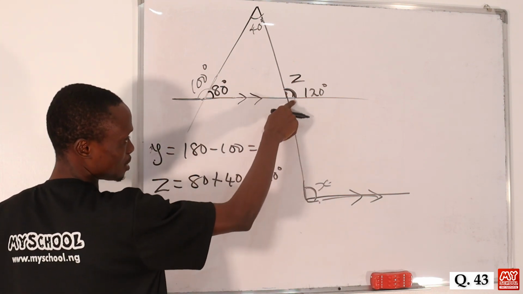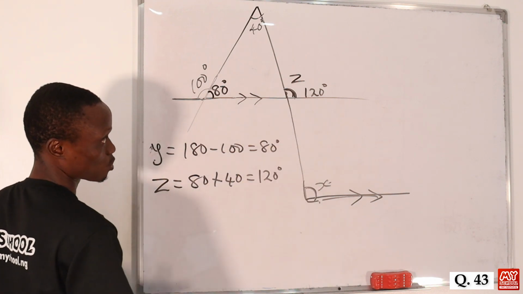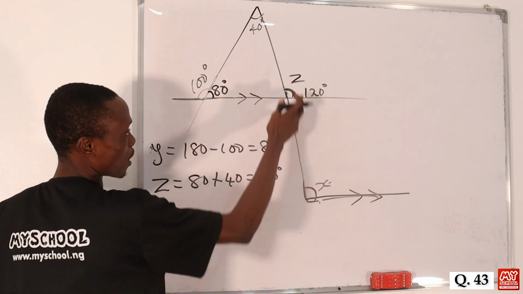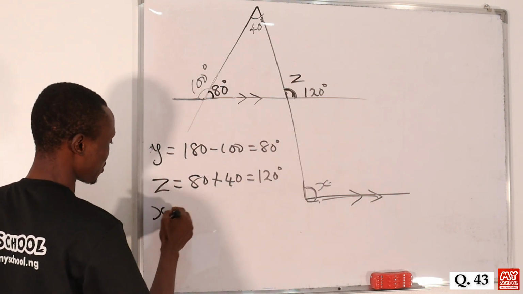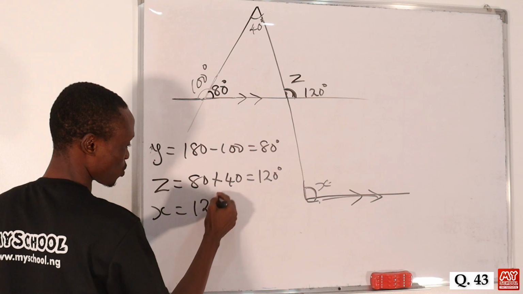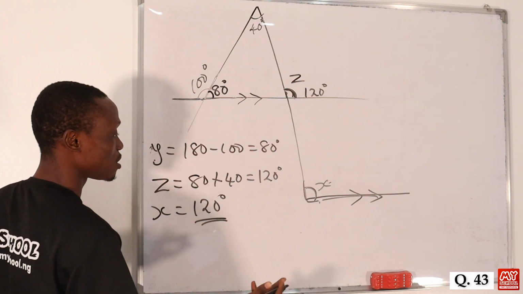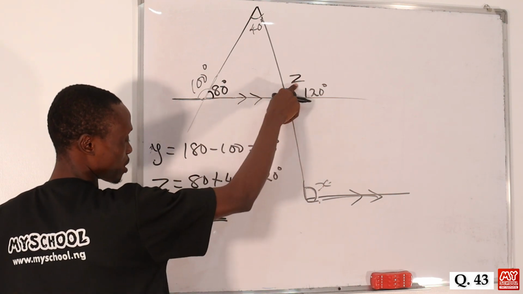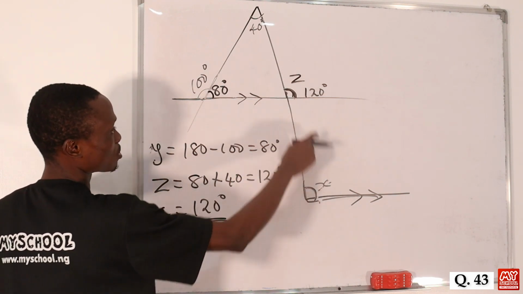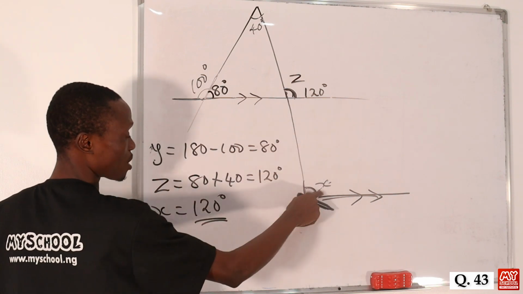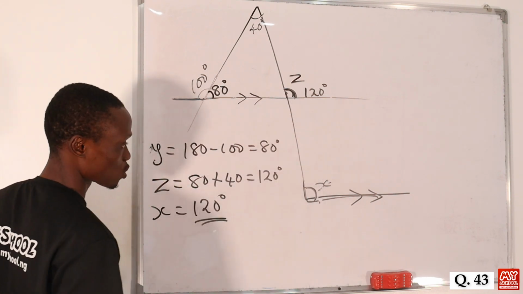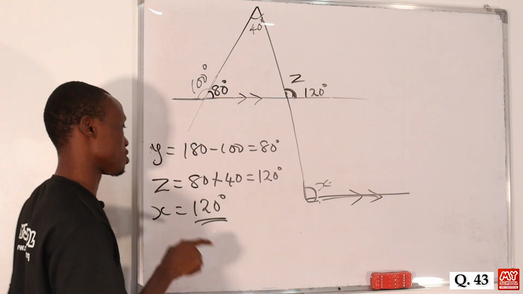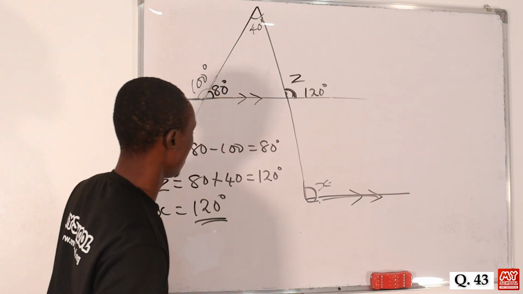If you look at this x and this z, they are corresponding angles, and corresponding angles are equal, so that our S is equal to 120 degrees. The reason is because corresponding angles are equal. X and Z are corresponding angles. So since Z is equal to 120, that means S is also equal to 120 because corresponding angles are equal. So S is equal to 120 degrees.